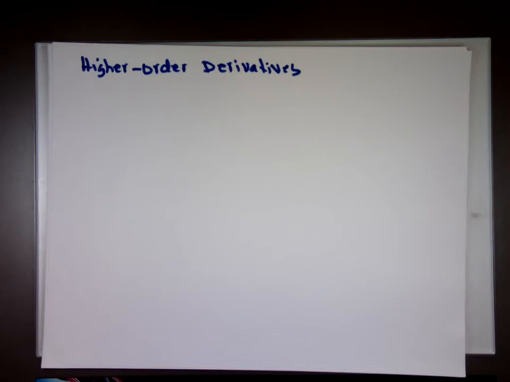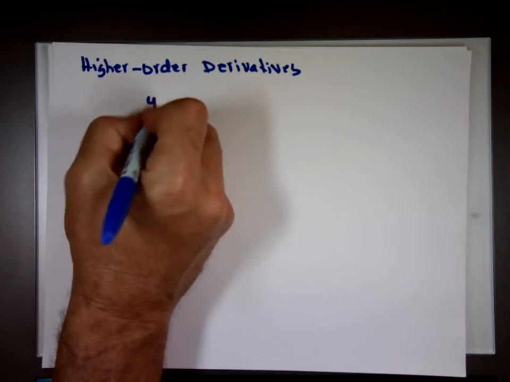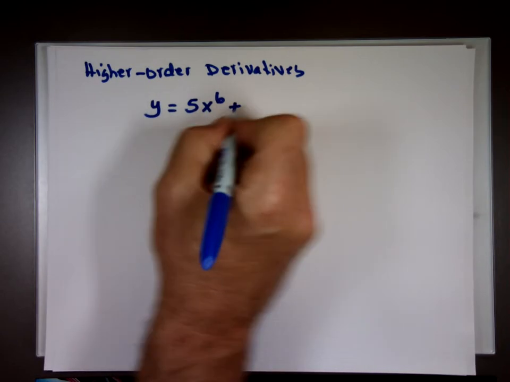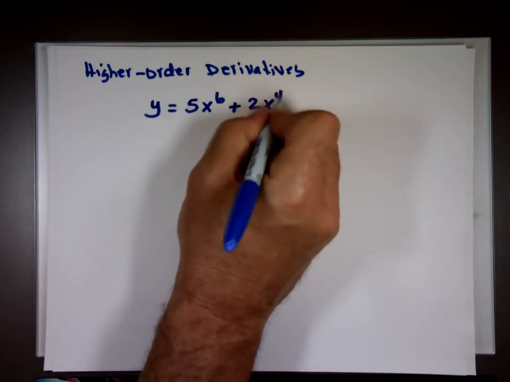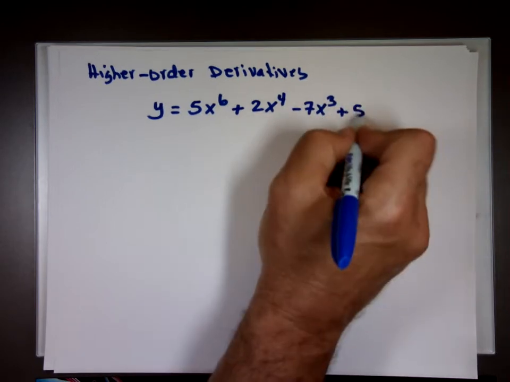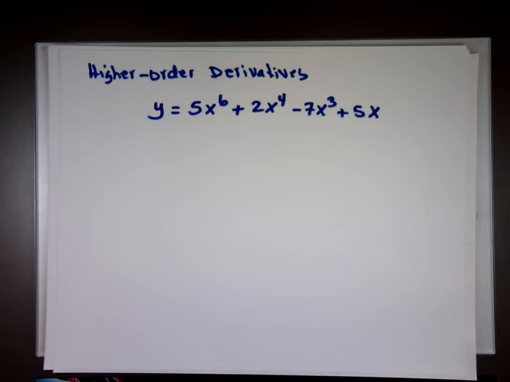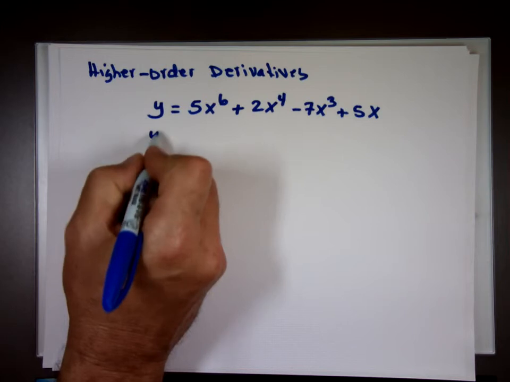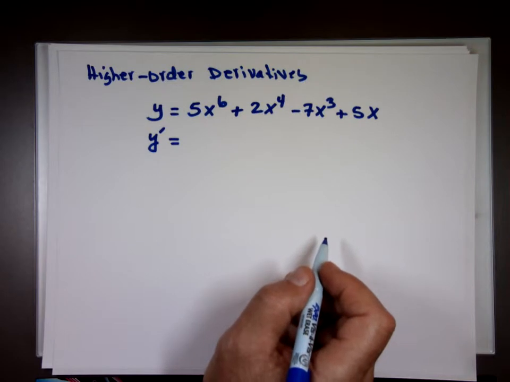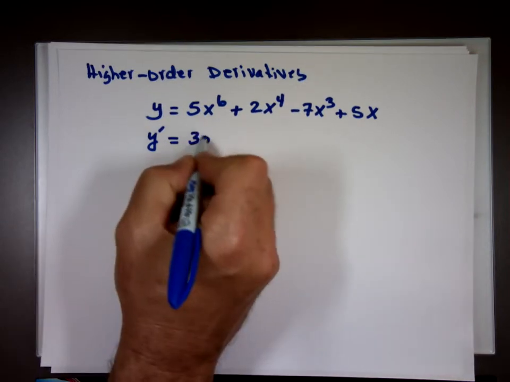A higher order derivative? Let's say I have y equals 5x to the 6th plus 2x to the 4th minus 7x to the 3rd plus 5x. And I say, what's the derivative? Okay, x to the 5th, good.